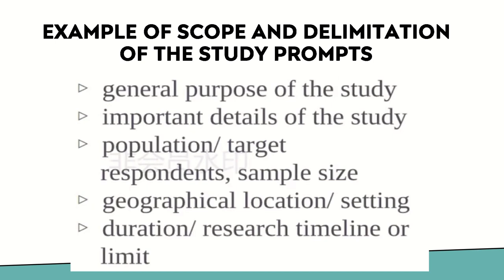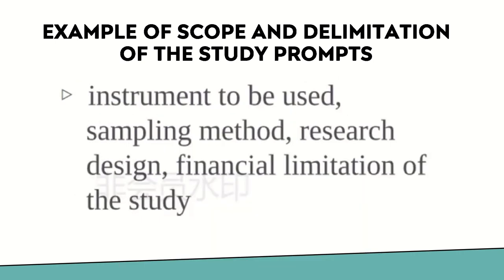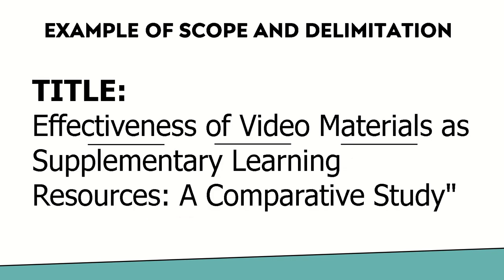So all the important things that you need to mention in your study, you have to write here in your scope and delimitation. Also, the instrument to be used, or if you have a budget to be used there, how limited is that in your study. The sampling method, the research design, the financial limitation of your study.